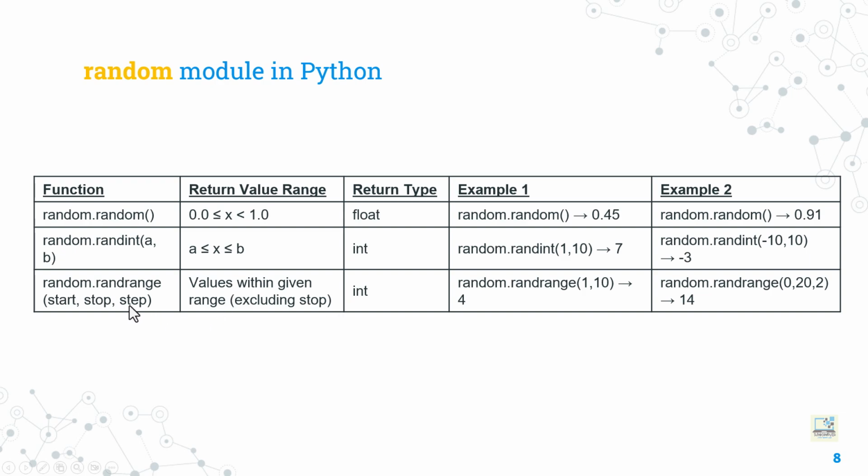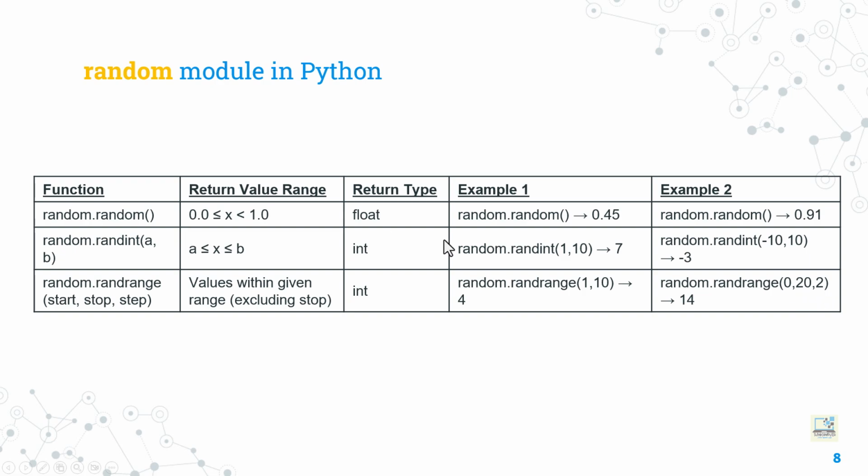Now what is the step value? Well, step value means the jump. That means if you write 0 comma 20 comma 2, it will give you random numbers like 0, 2, 4, 6, 8, 10, 12, 14, 16, 18. That means there will be a jump of 2. Suppose you write 0 comma 20 comma 3. Then you can get 0, 3, 6, 9, 12, 15, 18. Are you understanding? If you write 0, 20, 4, jump is 4. So it can be 0, 4, 8, 12, 16. So it will jump, change the value according to your step value.